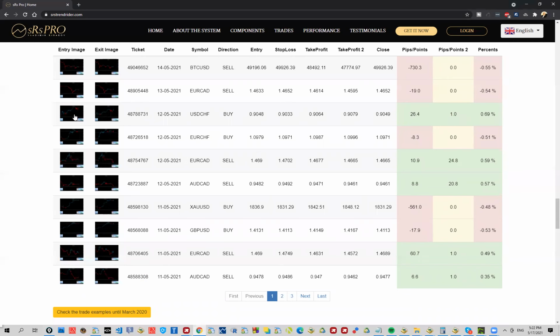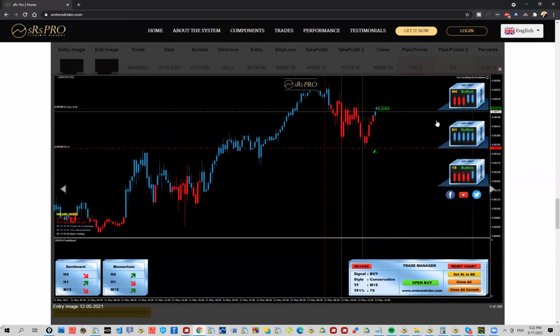Then we have dollar franc, bullish opportunity, 4-hour chart switched, right?